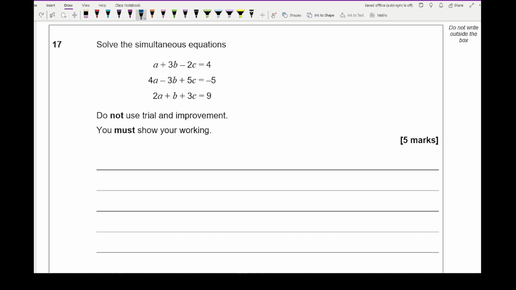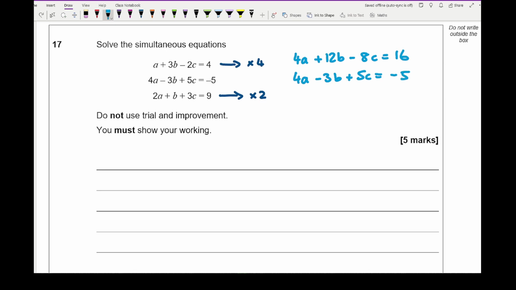For this, I'm going to multiply this equation by 4, and I'm going to multiply this equation by 2, so that we end up with positive 4a in both equations. If I multiply this first equation by 4, I end up with 4a plus 12b minus 8c, and that equals 16. The second equation I'm going to leave the same, so that's minus 3b plus 5c equals minus 5, and I end up with 4a plus 2b plus 6c, and that equals 18. Now I'm just going to label these as #1, #2, and #3.